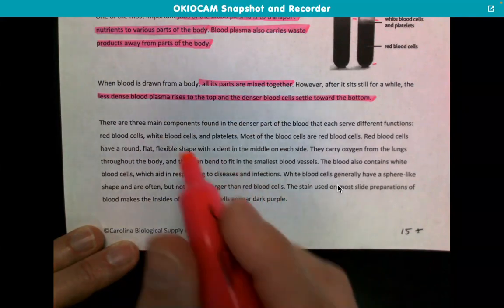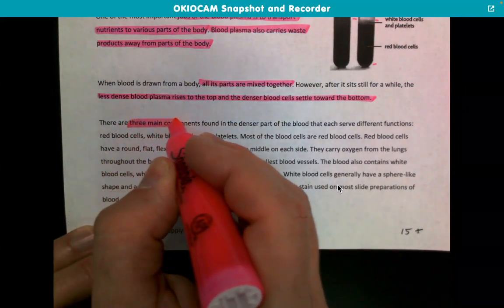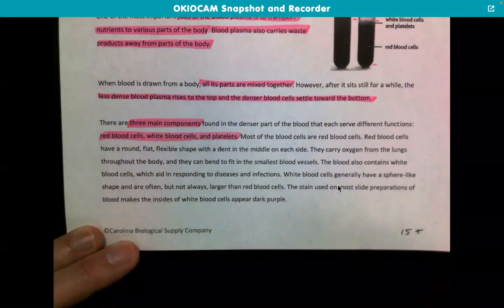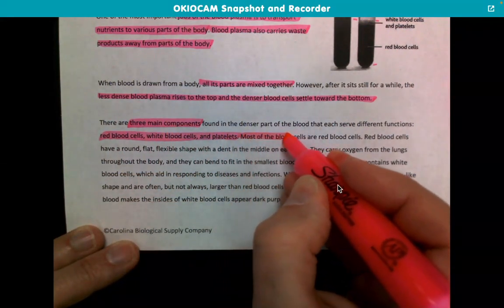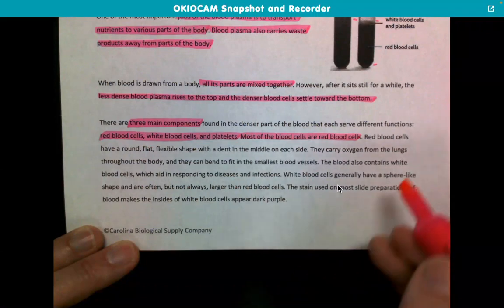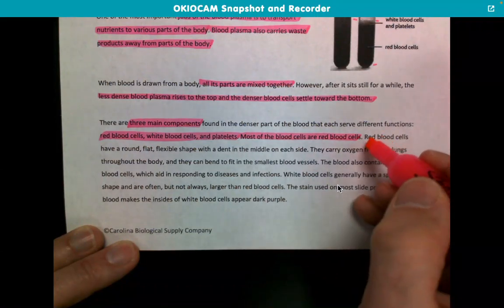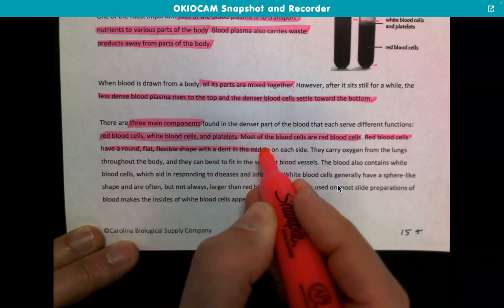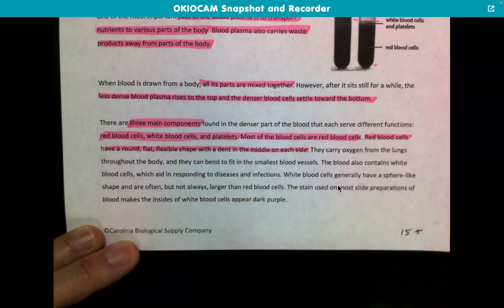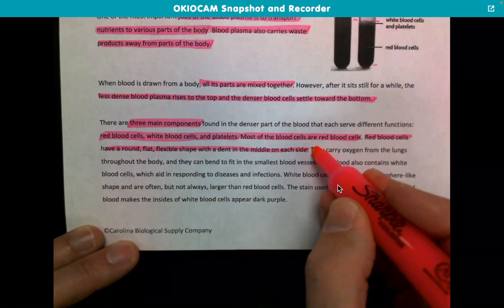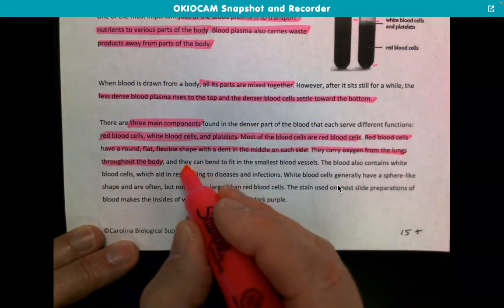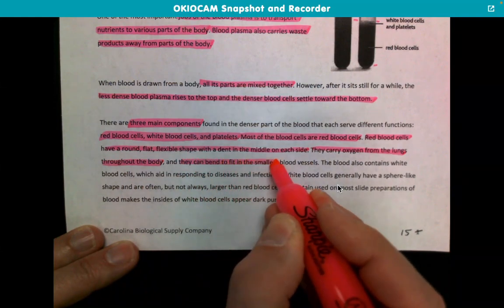Okay, so let's highlight three main components: our red blood cells, white blood cells, and platelets. We can highlight that most of the blood cells are red blood cells. We can talk about their structure. Red blood cells have a round, flat, flexible shape with a dent in the middle on each side. Their function is to carry oxygen from the lungs throughout the body. And another structure is that they can bend to fit in the smallest blood vessels.